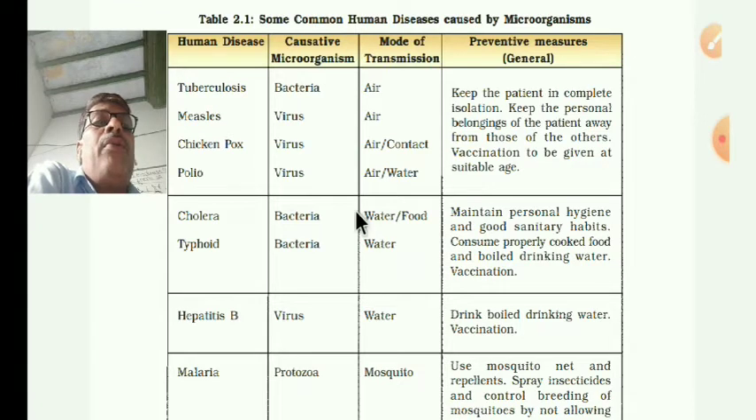Okay, now what is the preventive measure? Maintain personal hygiene, personal cleanliness and good sanitation. The surroundings around us should be clean. Clean habits we have to make. Consume properly cooked food and boiled drinking water, and also vaccination at the suitable age is the best preventive measure for this.